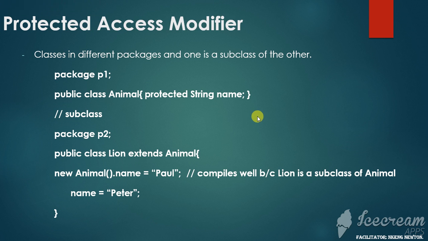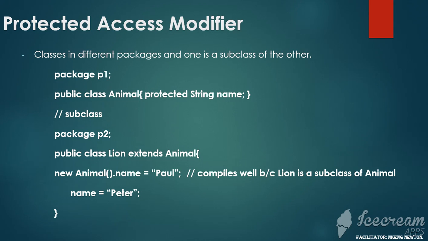Okay guys, like we were discussing before the video went off, we said that if a member of a class has the protected access modifier, a subclass of that class can access that member anywhere in the code. Whether it is in the same package or in another package, it can have access to that member. So that is how protected works.